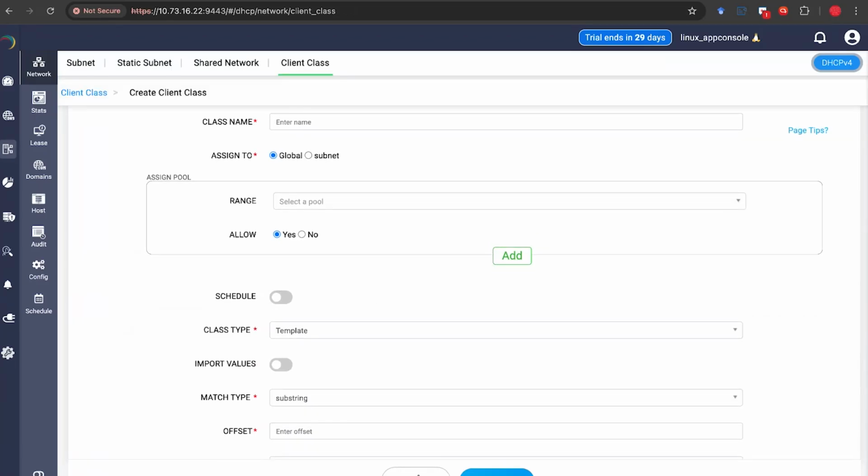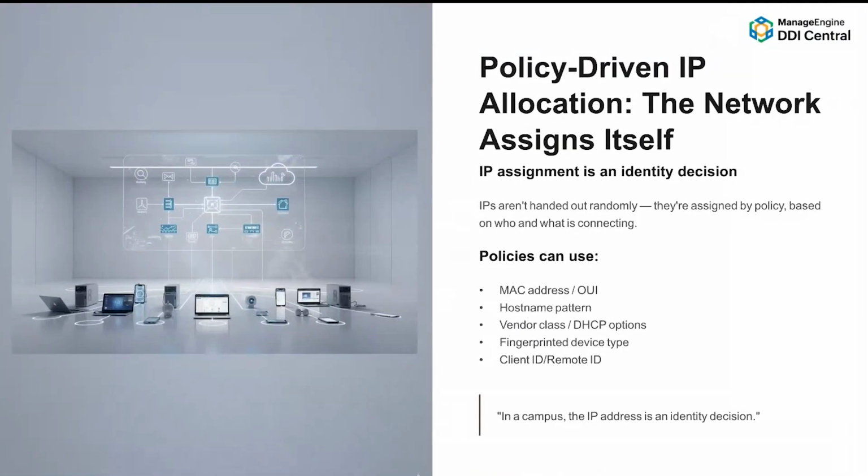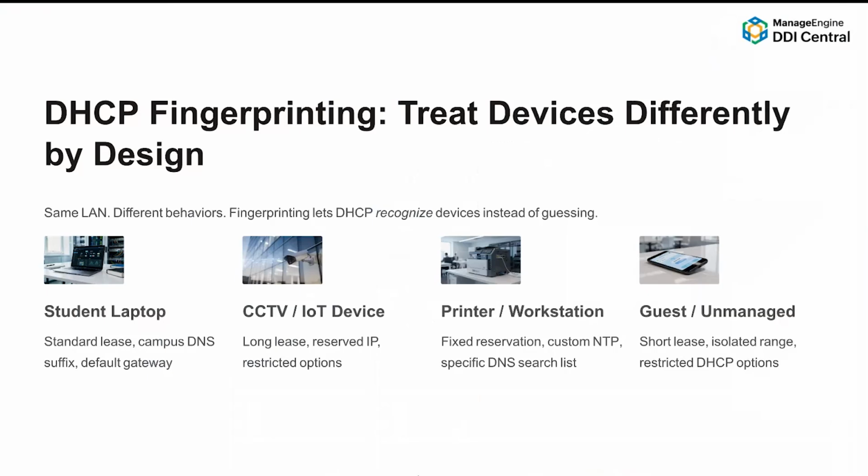So that's how the DHCP policies work. So you don't get random IPs, you get specifically chosen IPs and configurations based on the identity and based on the device that is joining the network. So this is accomplished with DHCP fingerprinting, where we treat devices differently by design.